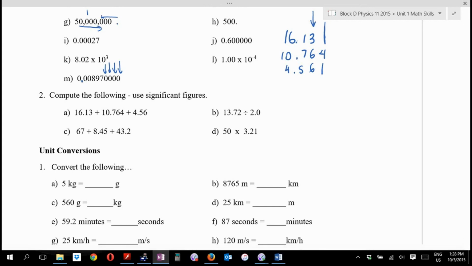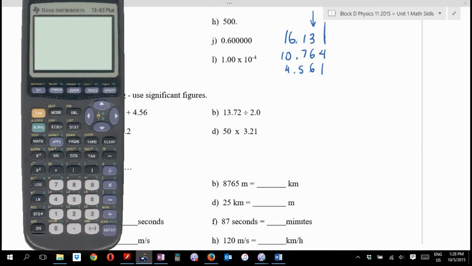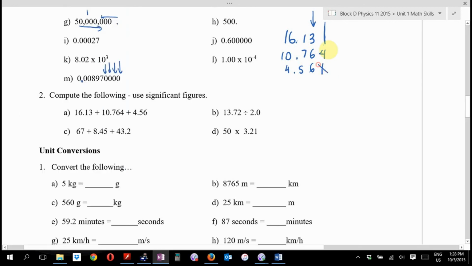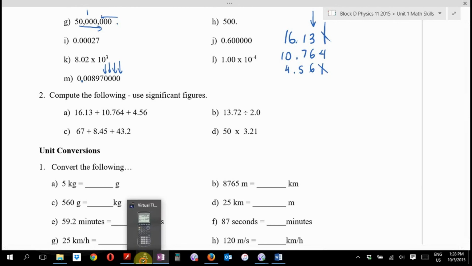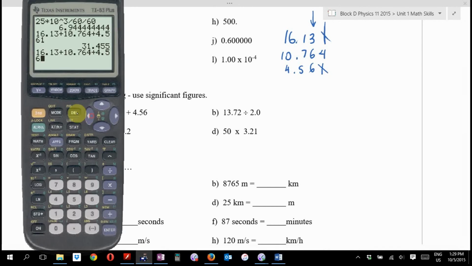I would type this in as is, 16.13 plus 10.764 plus 4.561. I'm going to round to that column. Did I type it in wrong? You went 4.561. Oh, because I thought that was a 1. Duh. Second function. And note to self, do that or put question marks. Or that's why I use question marks normally. Good point. Thank you. So I do that, and I get 41.